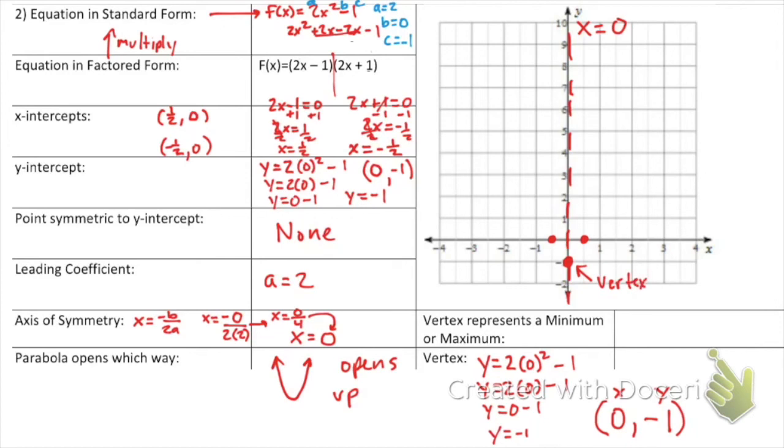Remember, think of your vertex as where your parabola comes out of, okay? So I'm going to connect these. As you can see, our parabola has that shape. Now, is my vertex the lowest point of my graph, or is it the highest point of my graph? Since it's at the bottom, that's called a minimum.